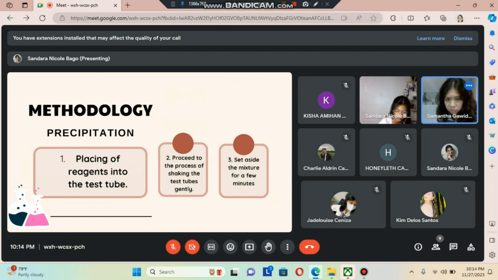Then third, this will result in the suspension of the solid particles. Then the precipitation will start and settle within the test tube. Then lastly, the separation will happen, and the supernatant and precipitate will be the final result. This will happen in the third step, in which we set aside the mixture for a few minutes.